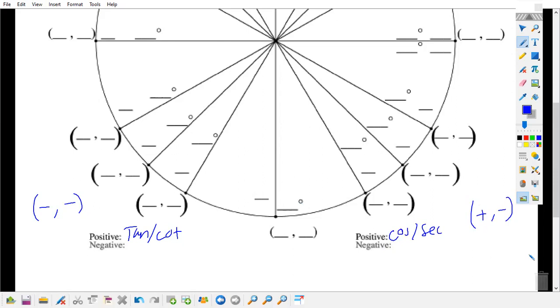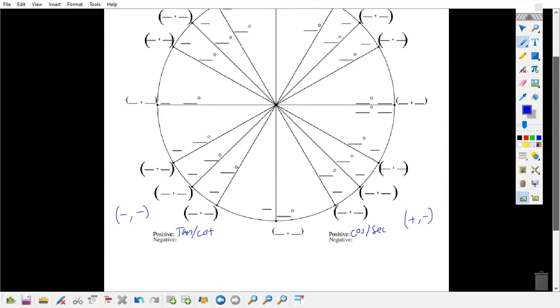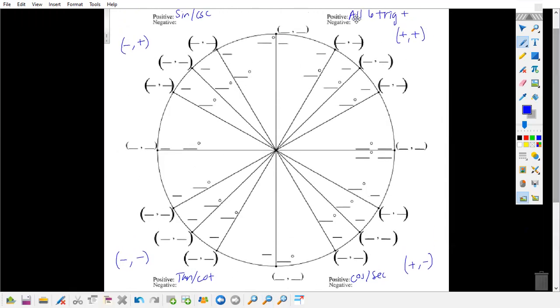So remember, all students take calculus. All are positive in quadrant 1. Sine and cosecant are positive in quadrant 2. Tan and cotangent are positive in quadrant 3. And cosine and secant are positive in quadrant 4. All students take calculus. Just to help you remember what's positive where.